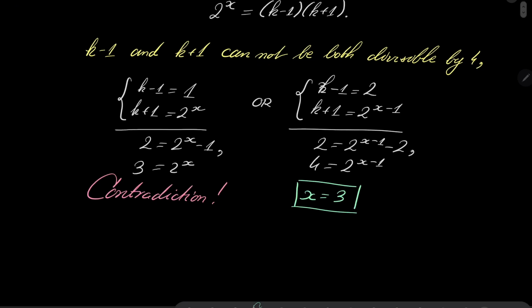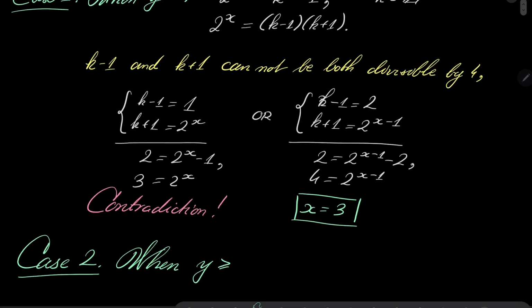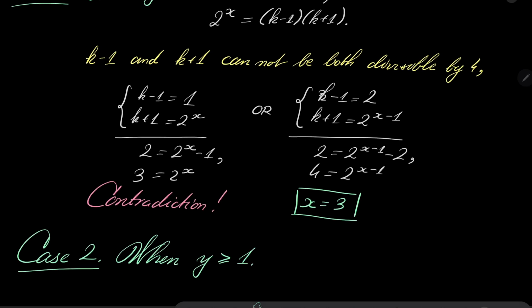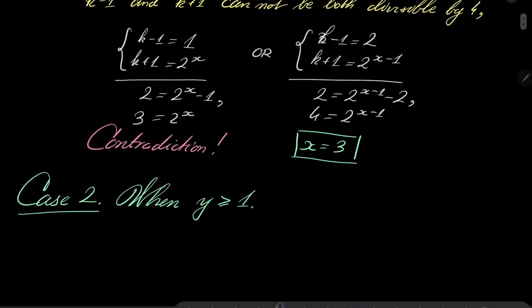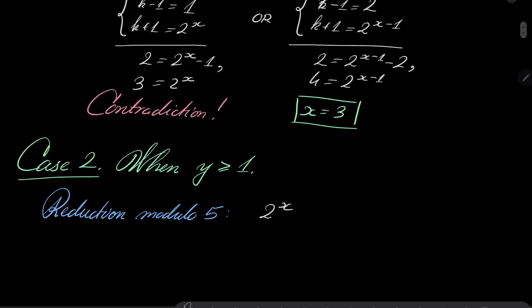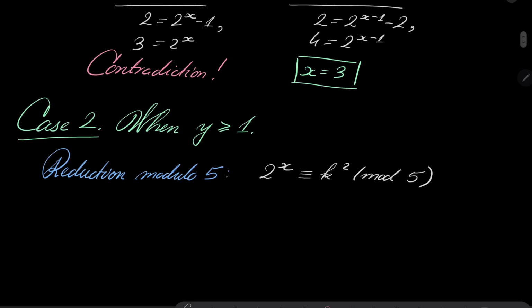Alright. So let's consider now case number 2, when y is greater than or equal to 1. Then we will do reduction modulo 5. Notice that 2 to the power of x should be congruent to k squared modulo 5. Because 5 to the power of y is gone. It's divisible by 5. And now, let's consider all the possible quadratic residues modulo 5.